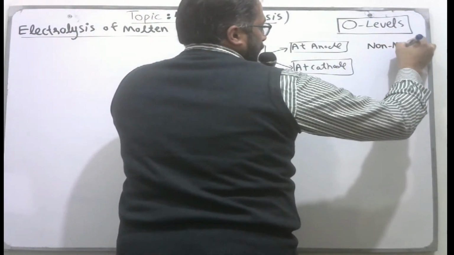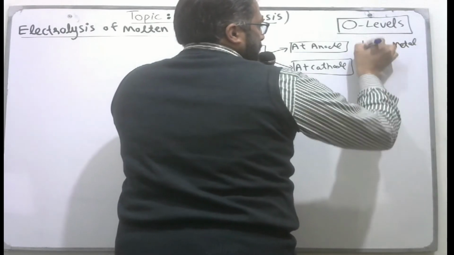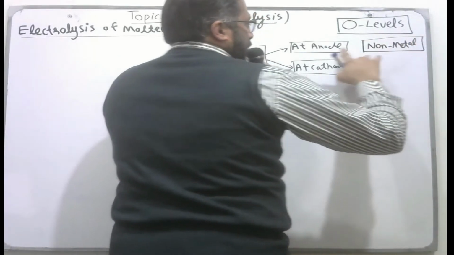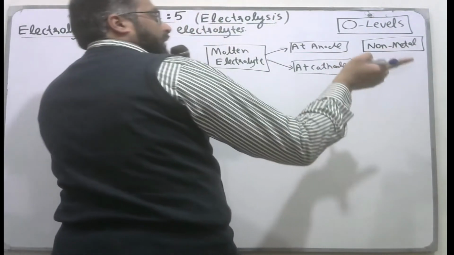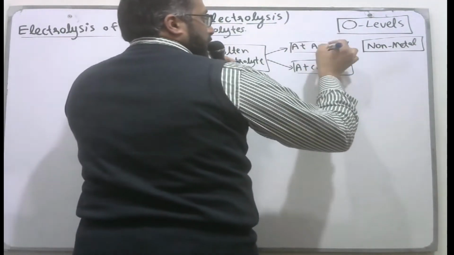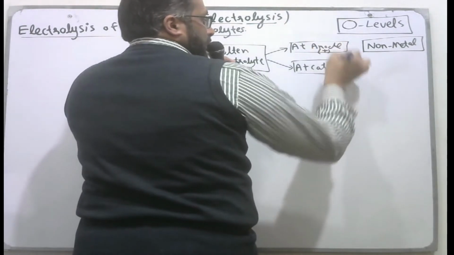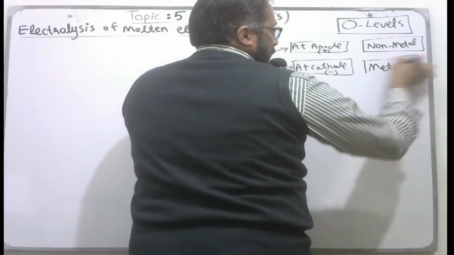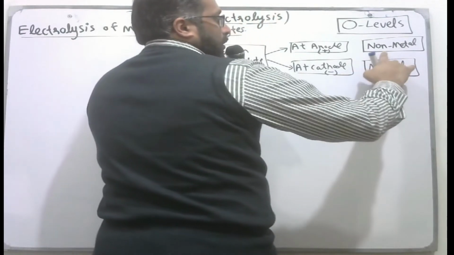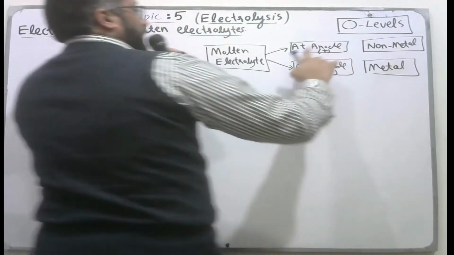So non-metal will always be formed at the anode, because non-metal ions are always negative ions. The negative ion is attracted towards the positive anode. Anode is the positive terminal, cathode is the negative terminal. So metals are the final product at the cathode and non-metals are the final product at the anode.